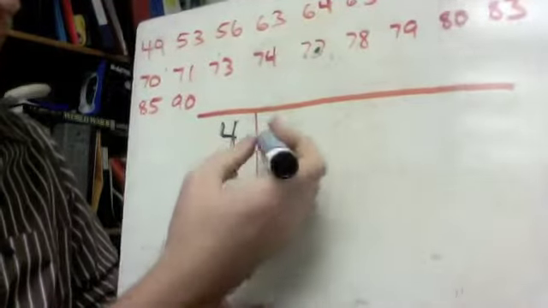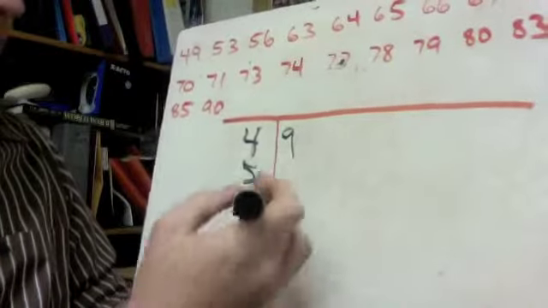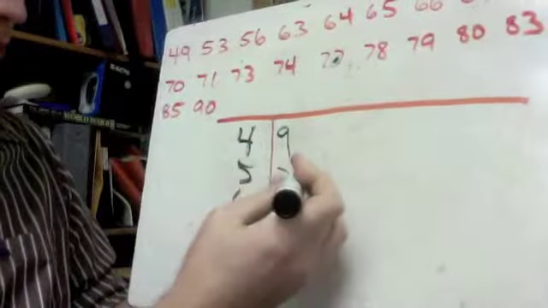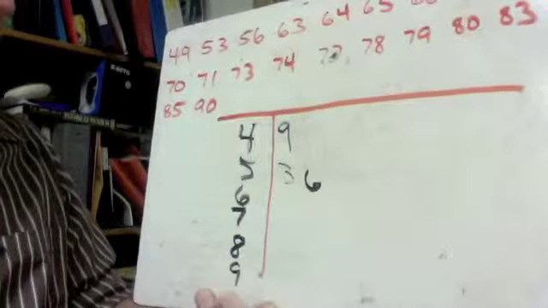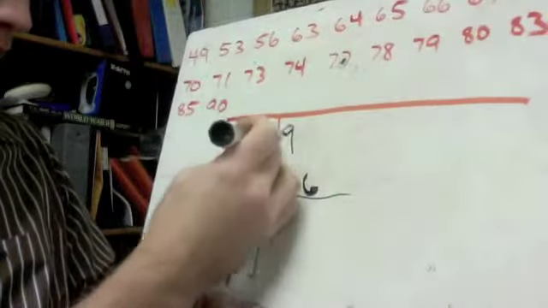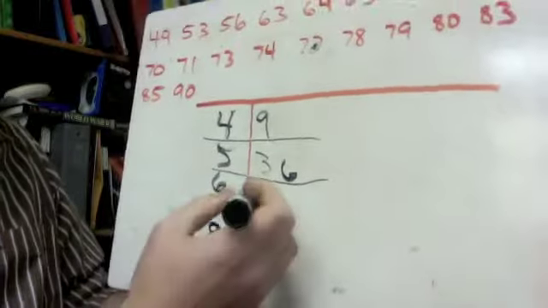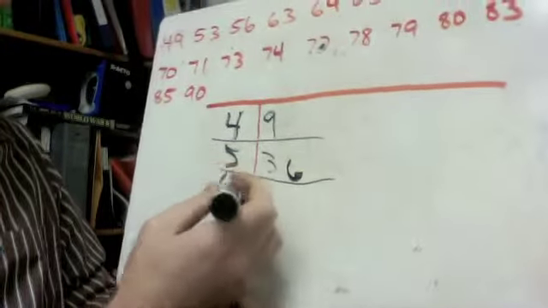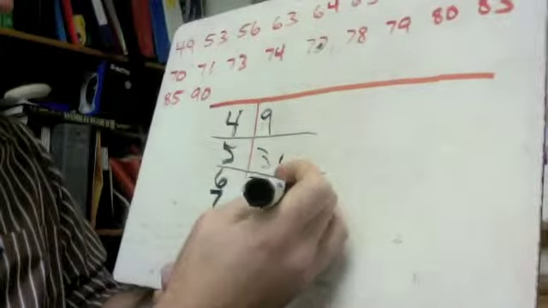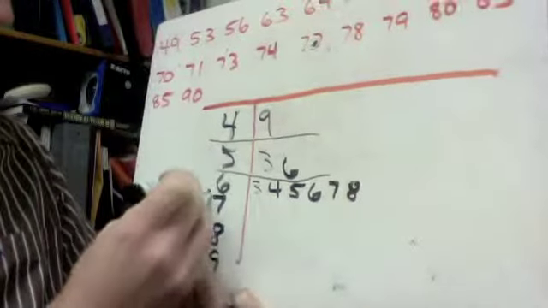Me putting a 9 here stands for 49. Me putting a 3 here stands for 53. That's the next number. There's also a 56. There's no more 50s, so I'm going to go down to the 6, and I'll draw this line here, hopefully to keep these things spaced out because I am not a very good drawer of these charts. So with the 60s, I've got a 63, a 64, a 65, 66, 67, 68. Those are all the 60s that I have.